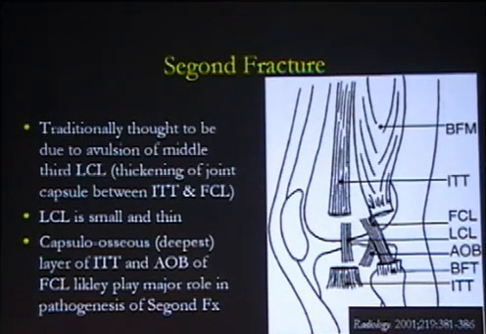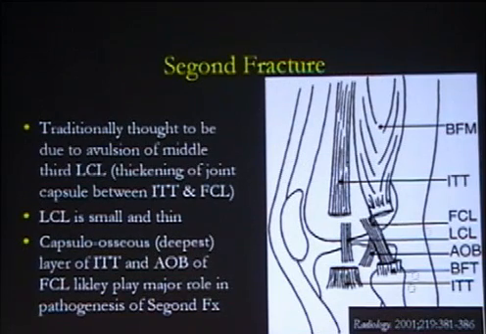So Don Resnick's group did a really nice study out in San Diego and looked at these fractures, and they found that the capsulo-osseous portion of the iliotibial band, which is the deep layer of the iliotibial band, and the anterooblique bundle of the fibular collateral ligament, which is a tibial insertion of the fibular collateral ligament, likely play the major role in the pathogenesis of the Segond fracture.